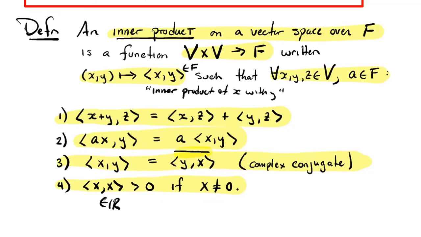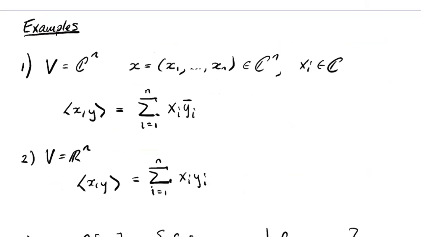I'm going to go through a laundry list of examples. In each example, what I should do is verify these four axioms. In each example, I'm going to specify a vector space V and this function, this inner product, and then really I should verify the four axioms. I'm not going to put the verifications in this video. We'll do a couple of them in class, but to keep the video short, I'm just going to list these things. You can check out your book.